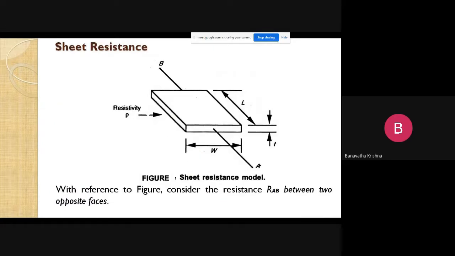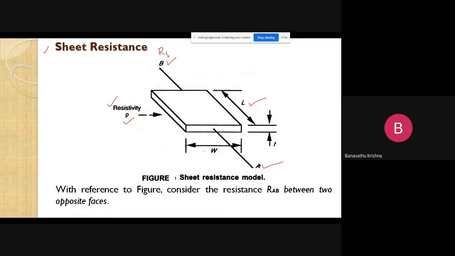And now I'm going to discuss the sheet resistance, right? It is denoted with Rs. Here we consider a uniform slab of material. It has some properties, some parameters I am going to observe here. One is resistivity, denoted as rho, and the next is the length of the material. It has two opposite faces, one is A and the other is B.